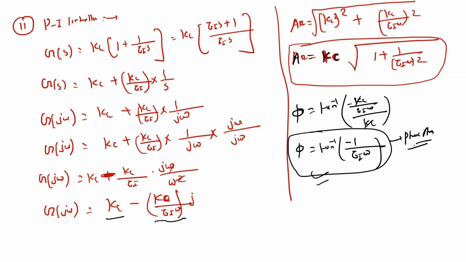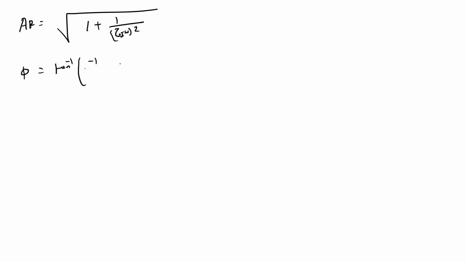I'm doing nothing new here. I'm only repeating the same thing that I have done previously, right? Now, I want to draw a Bode diagram. So the Bode diagram consists of the amplitude ratio, Kc times root of 1 plus (1 upon tau I omega) square, and phi that is equal to tan inverse of minus 1 upon tau I omega.